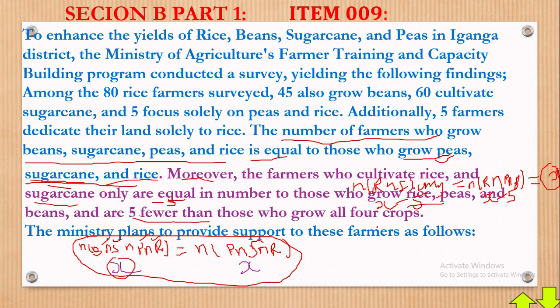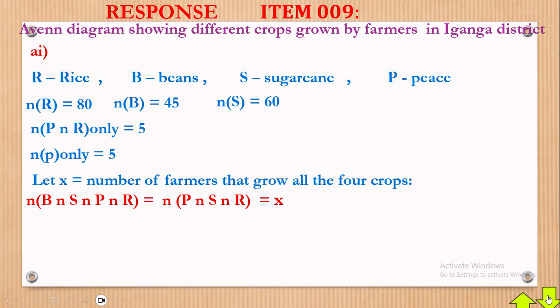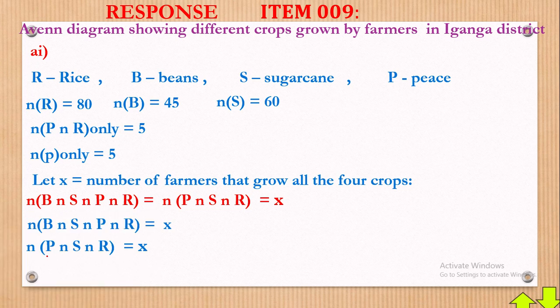Let's get back to our summary as usual. Good. So we shall have, we all know that the number for those who grow all the crops was x, but then from the logic they said, and also we know that those who grow the peas, sugar cane, and rice were also x. That's all from this summary we have up here, just a repetition. Let's move.